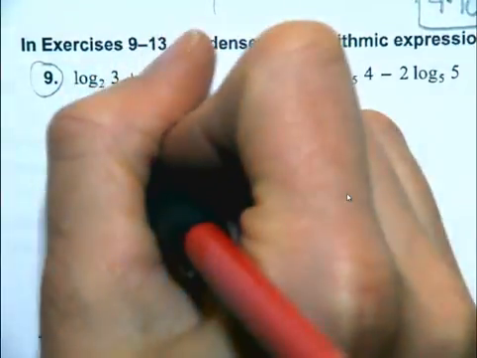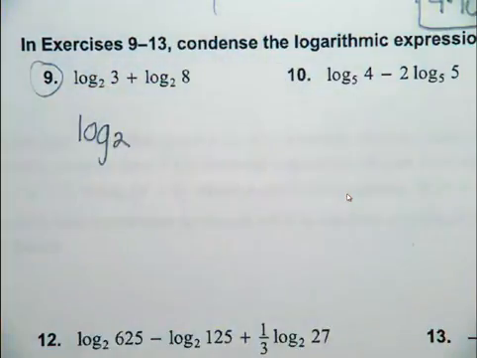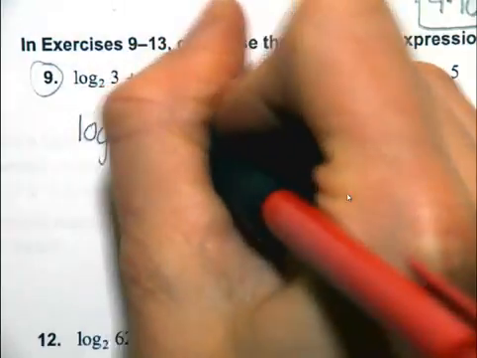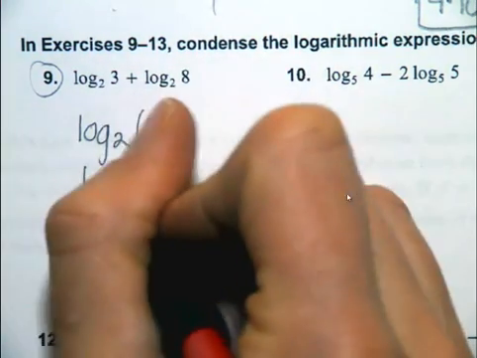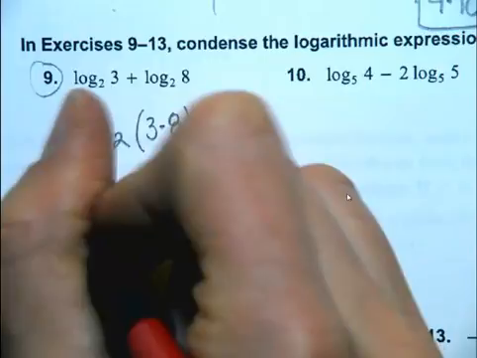Log base 2 of, that's what everybody says, but that's not right, because you have to follow the properties. If logs are added, the numbers are actually multiplied. So I'll show the work, but you wouldn't necessarily have to. 3 times 8, right? And then log base 2 of 24 would be the correct answer.